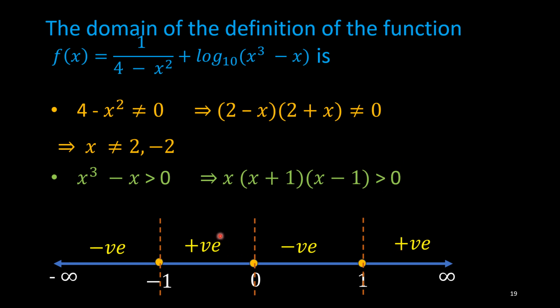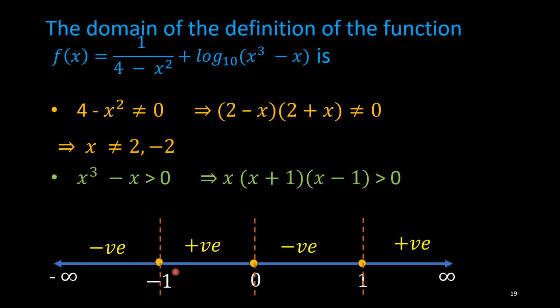So here I will find two regions, this and this. This region is positive as well as this region is also positive. So what are the regions? This region is -1 to 0, and this one is 1 to infinity. Now remember, it is not an equal sign. There is no equal sign.